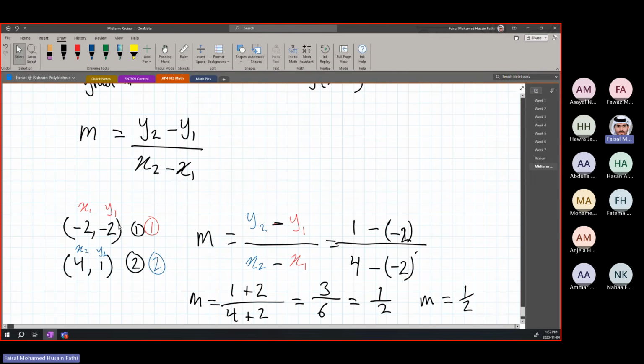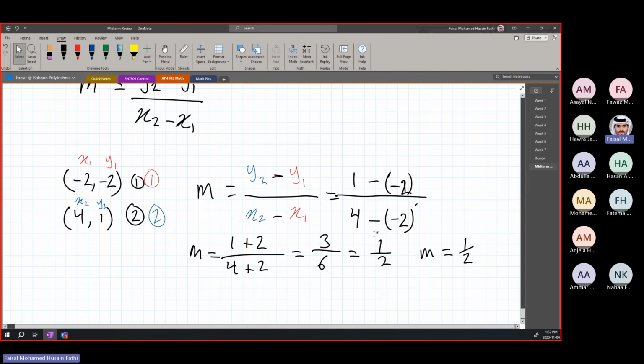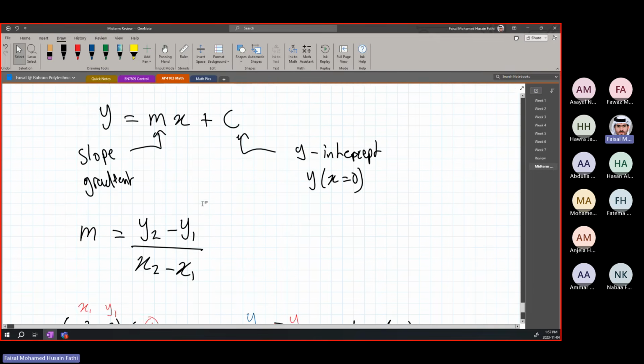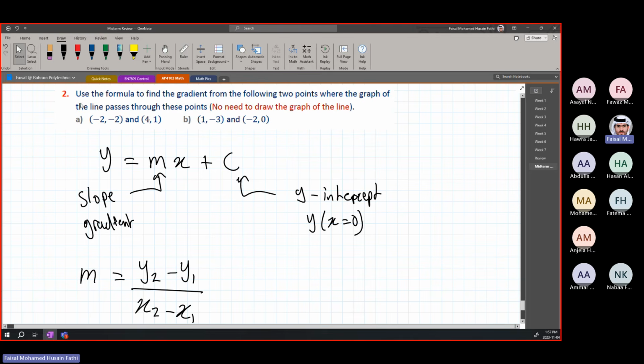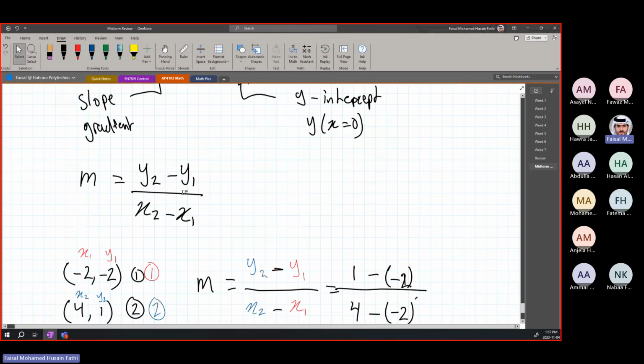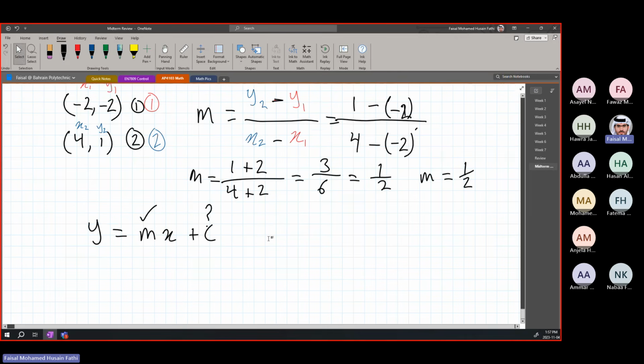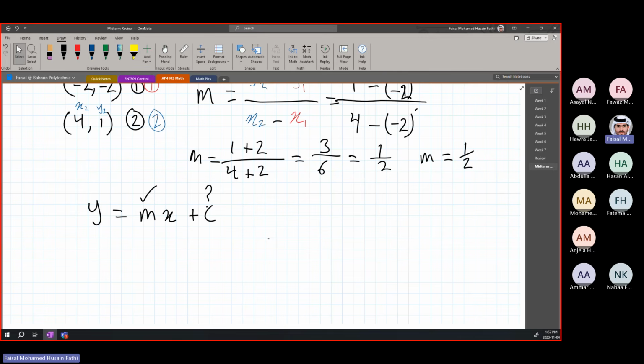You take 2 points, whether from a graph or given, whatever, you have to have 2 points, 2 coordinates, and then you just apply this equation. Done. Let's say, just for added measure, let's find the intercept of the same points. So our equation is y equals mx plus c. Right? So we have the m value. We found the m, we're done with it. We just need to find the c. We don't know what c is. How do you do it just having these points?